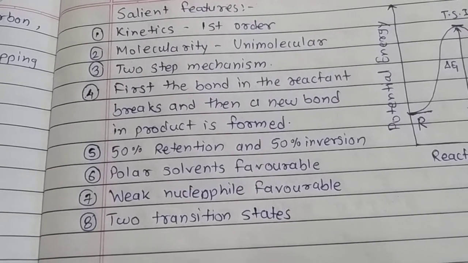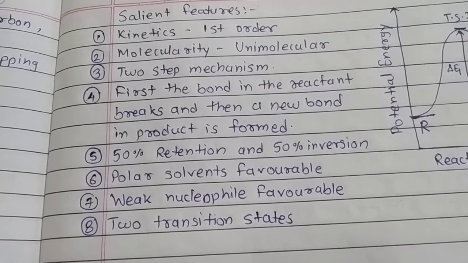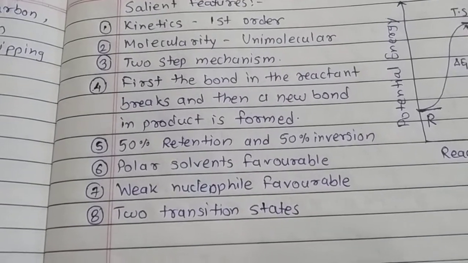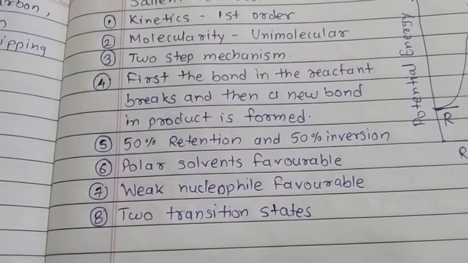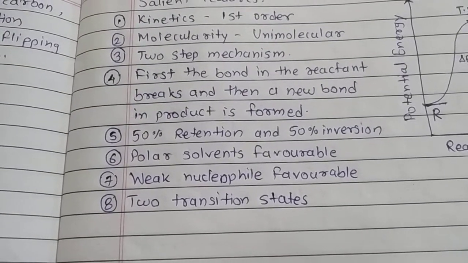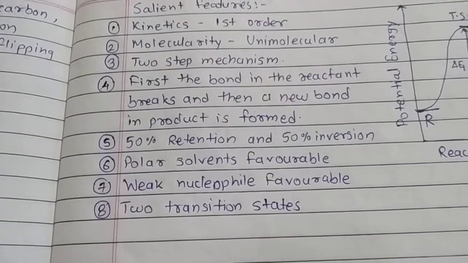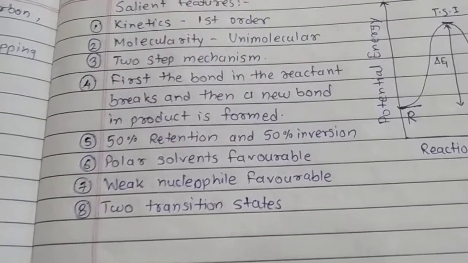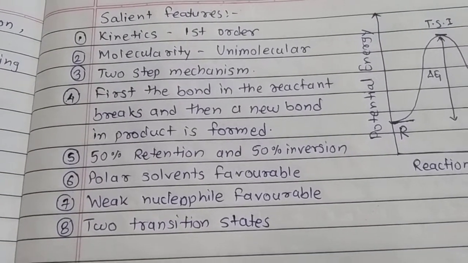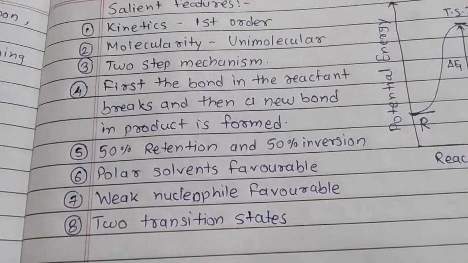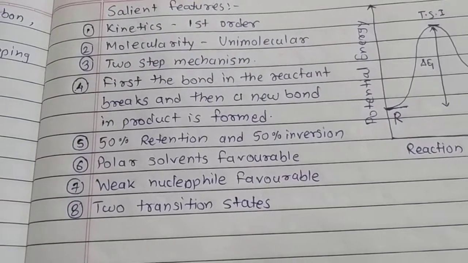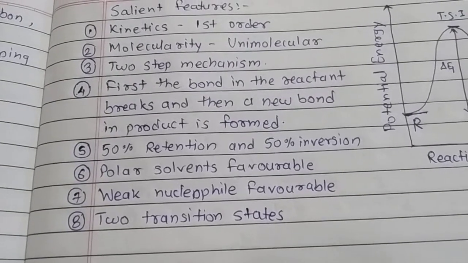Then what happens in this? First the bond in the reactant breaks, and then a new bond in the product is formed. So bond breaking and bond forming happen one by one here. Then the fifth one: 50% retention and 50% inversion of configuration on the product side. We get a racemic mixture, that is known as racemization.